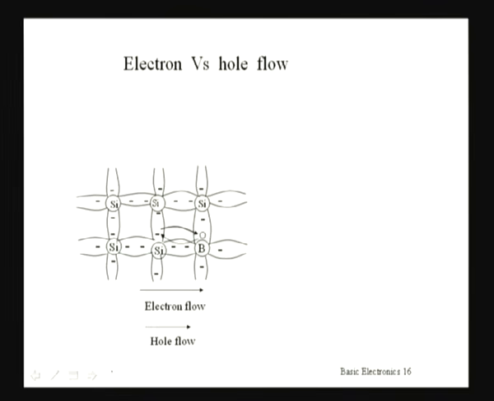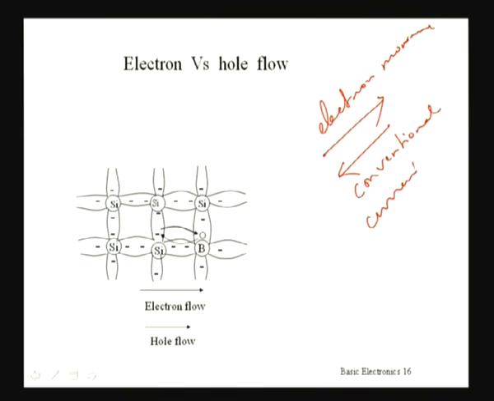Now if we consider how the current flows in a semiconductor, so far you have been learning that current flow is due to the movement of electrons, and conventional current is always against the direction of movement of electrons. Suppose if an electron moves in this way, then the conventional current direction will be in the opposite way. This is the electron movement direction, and this is the conventional current direction.